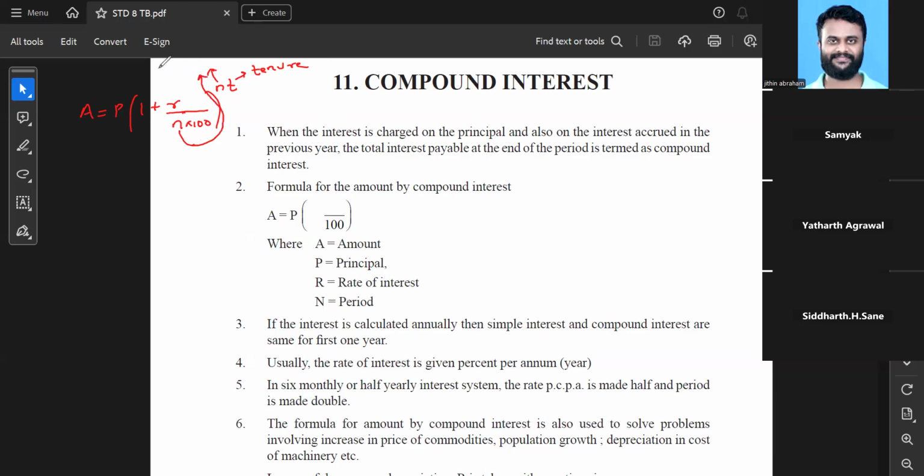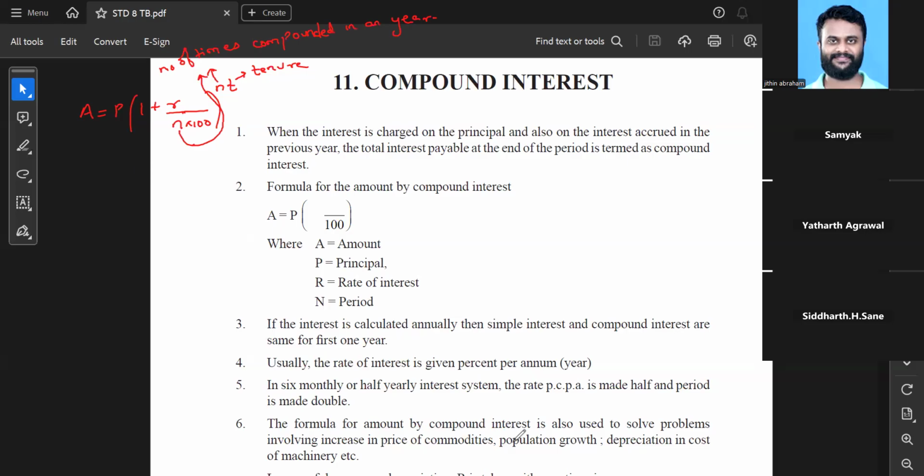N is basically the number of times interest is compounded, or calculated, in a year. Well, in 1 year, how many times is the interest calculated? That is the basic logic of this particular term.